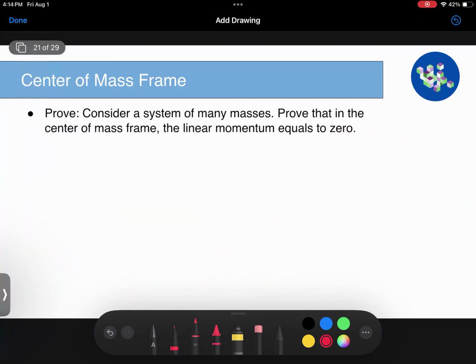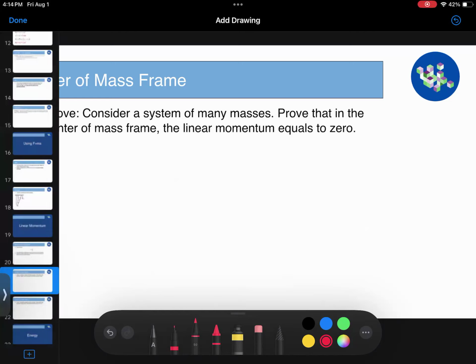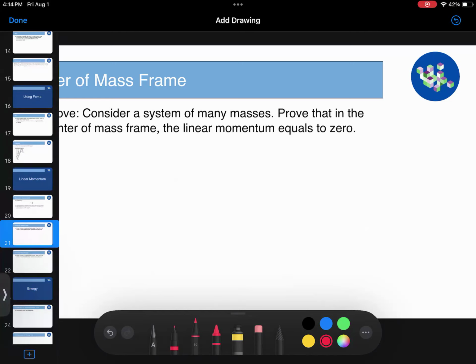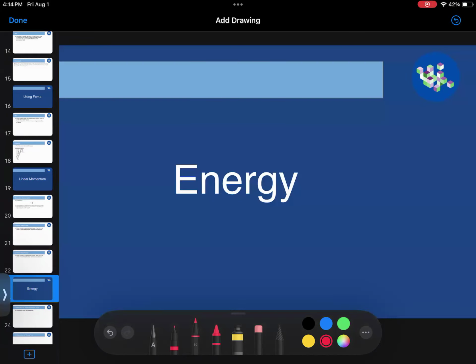All right, consider a system with many masses. I'll leave this to you for homework: prove that in the center of mass frame, the linear momentum equals 0. It should be very simple algebra. All right, energy.